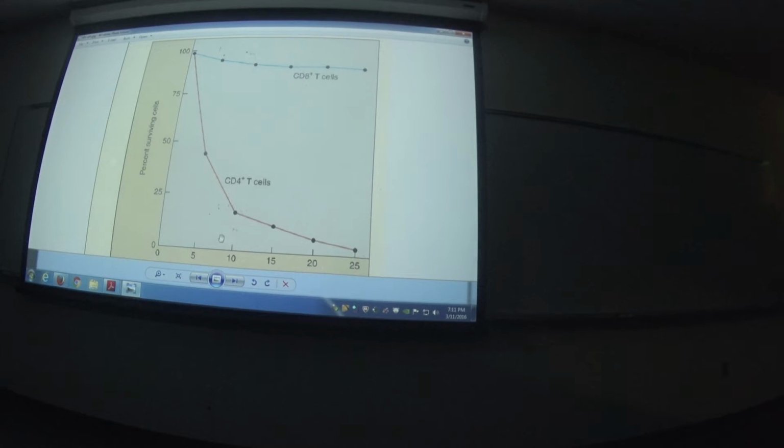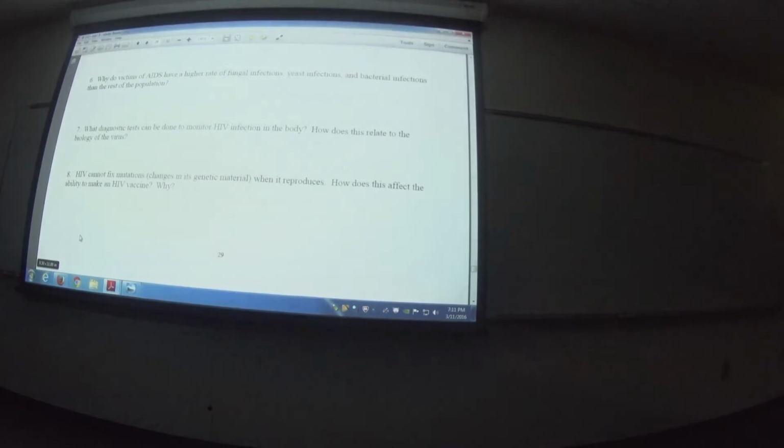What's the unit on the bottom? They don't put a unit, but it could be months or years, depending on when the virus kicks in. Normally this graph would be months after exposure, and then you crash. So, sorry, the CD4 is the helper T cell, and the 8 is the cytotoxic. Yes. So let's go back to our case study and fill that in.